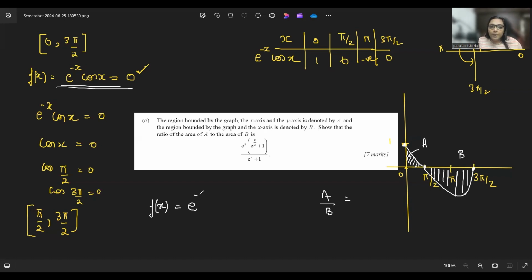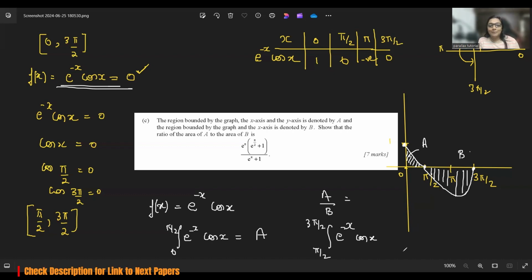So f of x is e to the power minus x cos x, right? And what you do is you integrate from 0 to pi by 2. That will give you which area? A. And similarly, when you integrate pi by 2 to 3 pi by 2, same function, you'll get area B. How you will integrate it? That I'm going to keep it as a suspense. Okay, it will be integration by parts. You can try that out and see if it works, okay? See if you get the ratio and check out my next video for this solution, right?